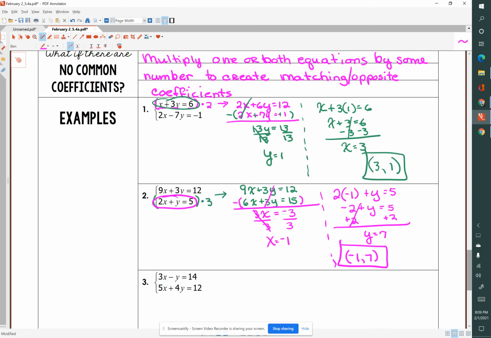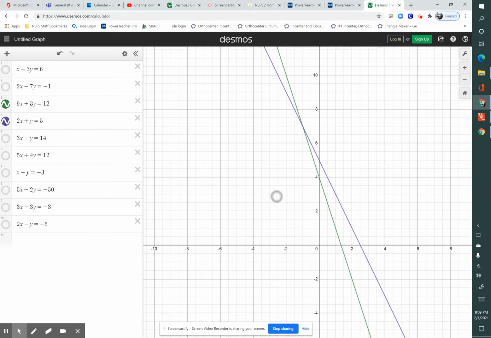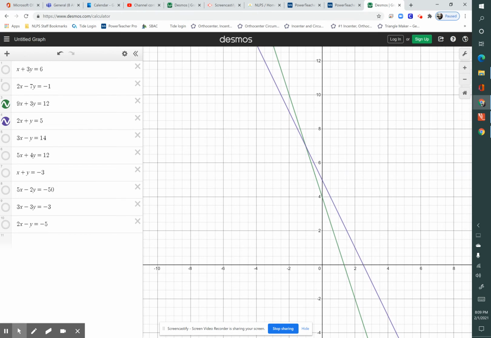And let's look at the graph. There's our 9x plus 3y equals 12, and 2x plus y equals 5. And I'll pull the graph down so you can see it a little better. And the solution to that equation is (-1, 7), exactly as we found it to be.